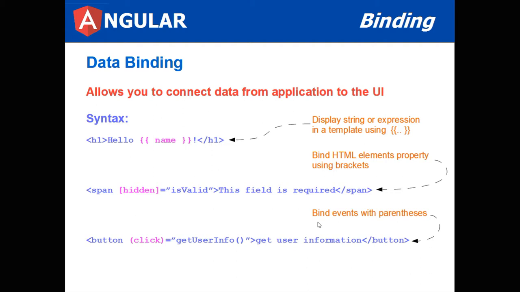You could also bind events with parentheses. For example, if you have a button and it gets clicked, you could invoke a getUserInfo method of the component. The left paren syntax here represents the type of event. The getUserInfo is a method of the backend component of the corresponding template.